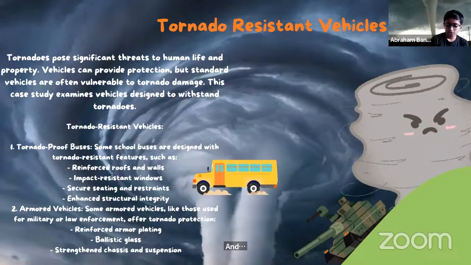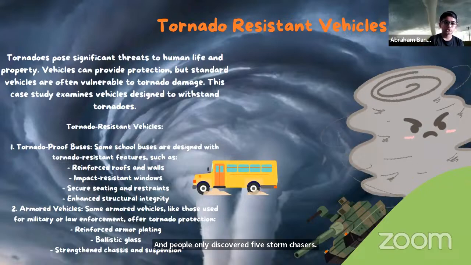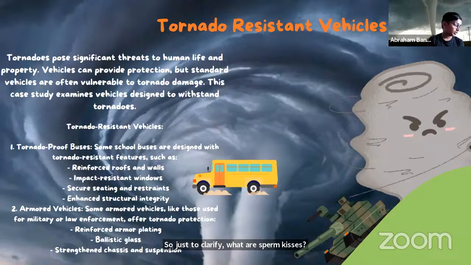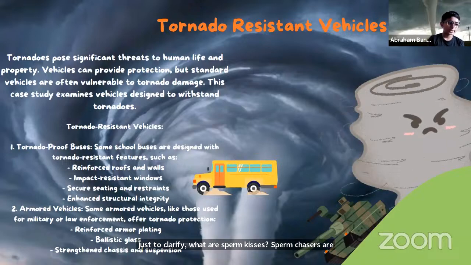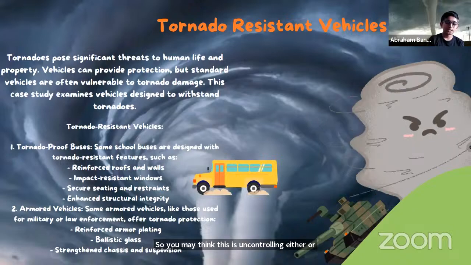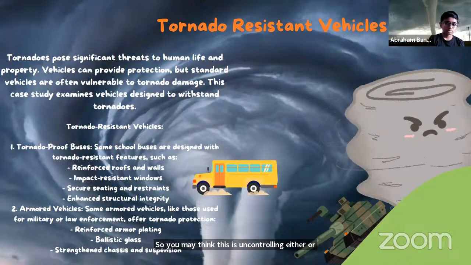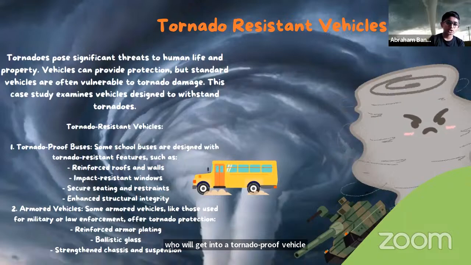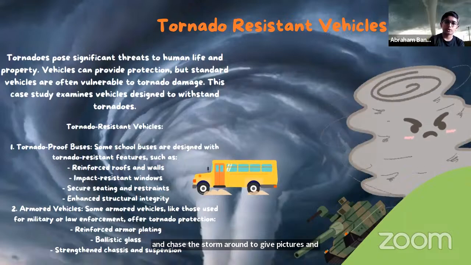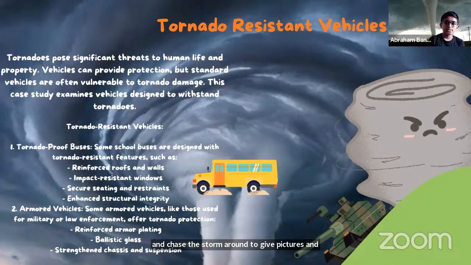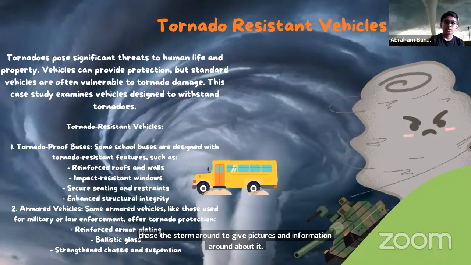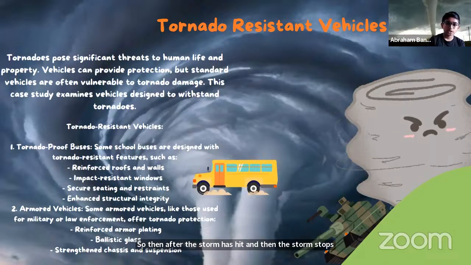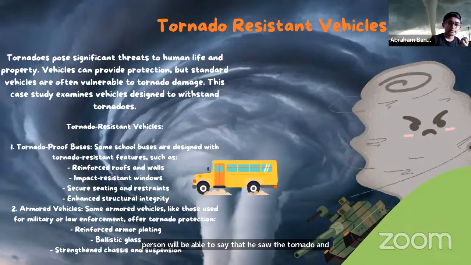So just to clarify, what are storm chasers? You may think this is some cartoony idea, but no. Basically, they are people who get into a tornado-proof vehicle and chase the storm around to get pictures and information about it. After the storm has hit and stops, the person will be able to say that he saw the tornado, and they will be able to know how to prevent it.